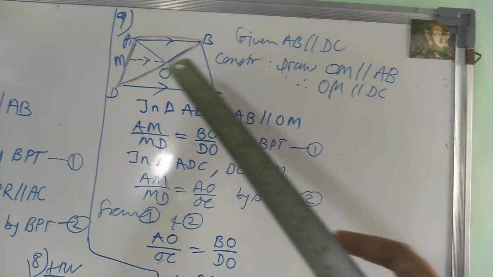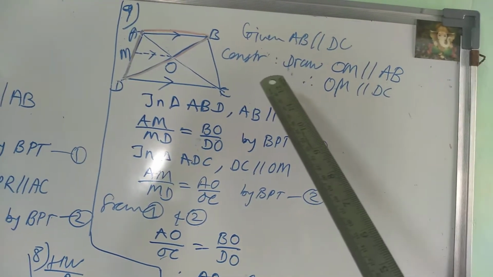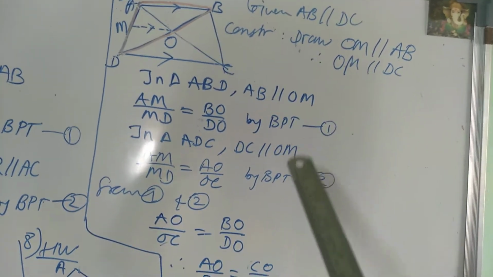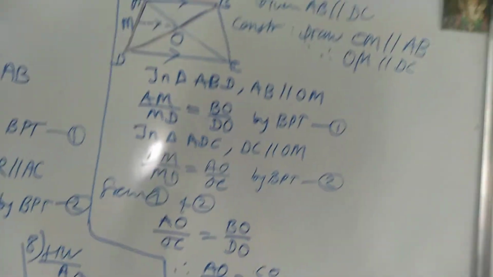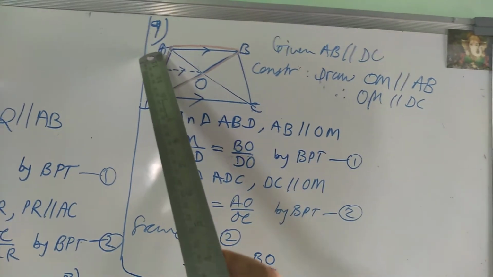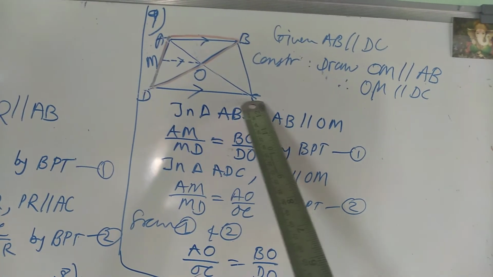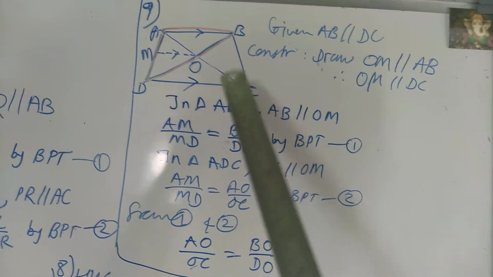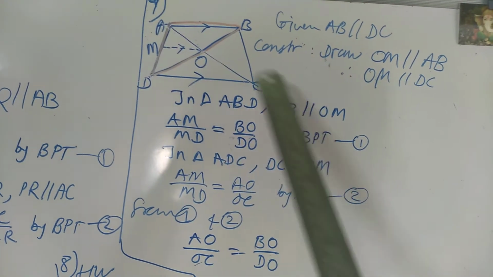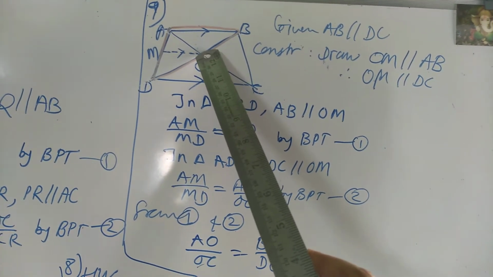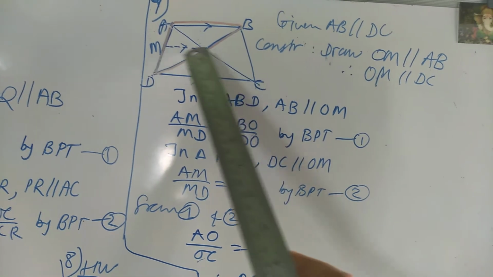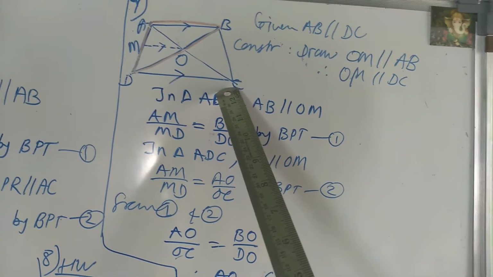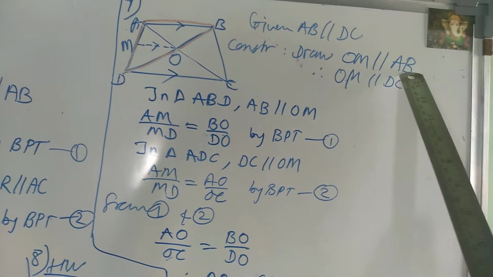In the 9th question, a trapezium is given, and it is asked to prove this ratio. For a trapezium we know that one pair of opposite sides is parallel, so AB is parallel to DC. Now the diagonals are intersecting at point O, so we have drawn a line passing through O and parallel to DE. Already it is given that OM is parallel to AB.